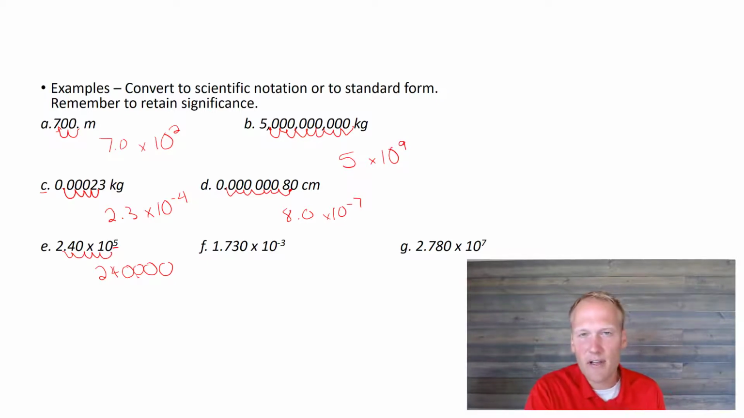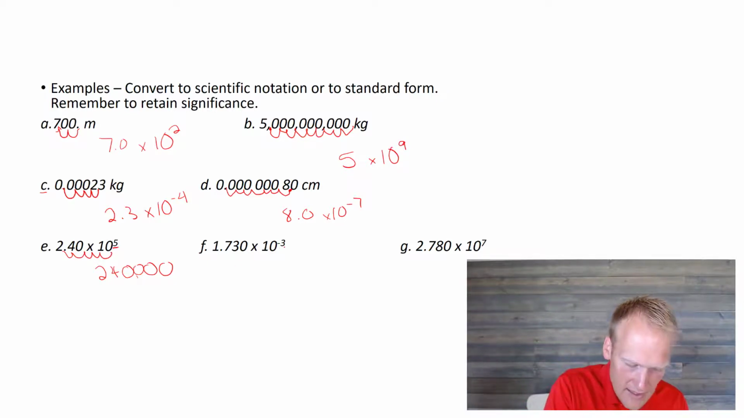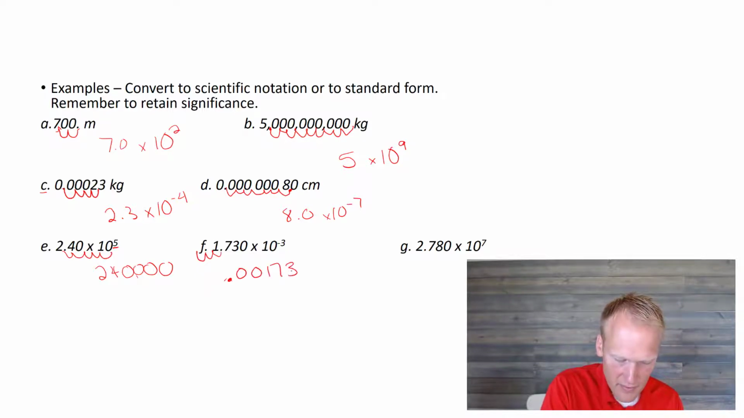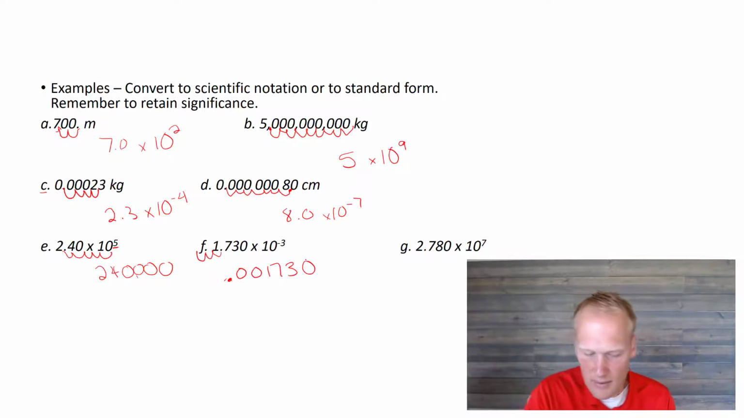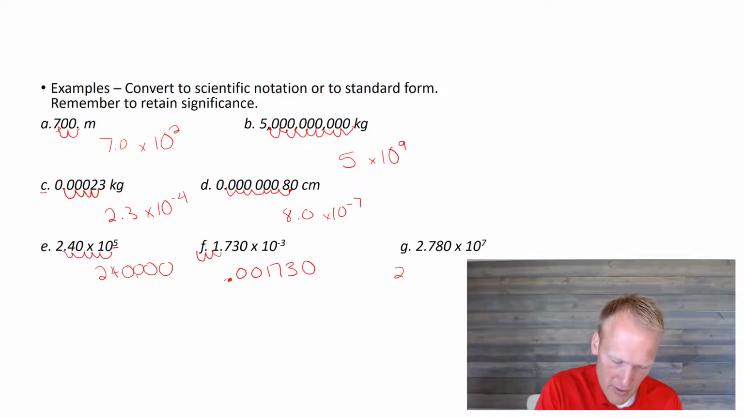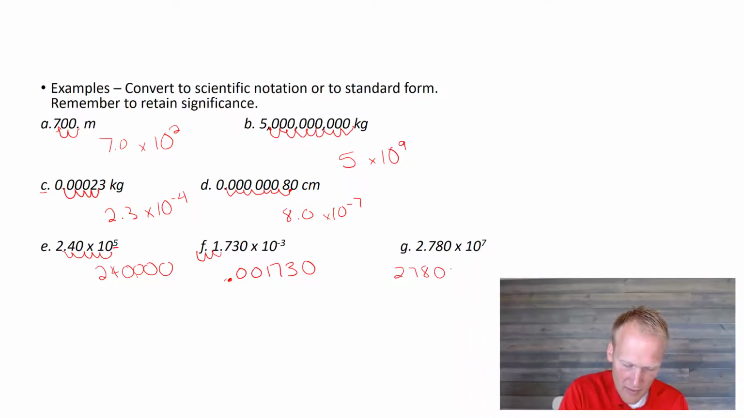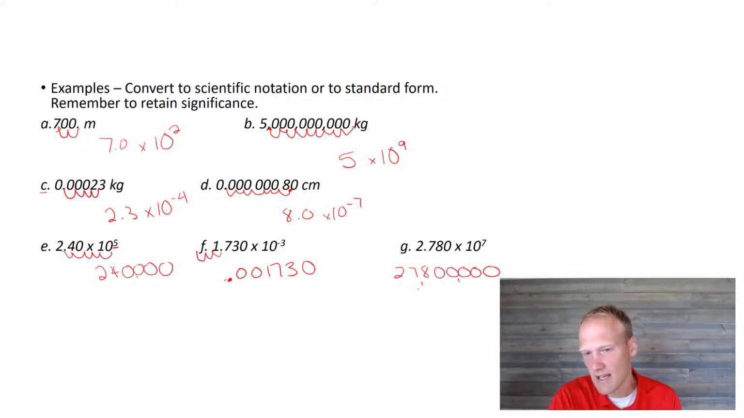So 240,000. If we look at F, this is a negative exponent, so that means it's going to get smaller. So 1, 2, 3. We should have 2 zeros in front of the 1, 7, 3, and 0. In G, we have 7 powers of 10. The first 2 are going to be the 7 and the 8, which means after we put the 7 and the 8, we're going to need 5 zeros after that. We get 27,800,000. And that's a review of scientific notation.